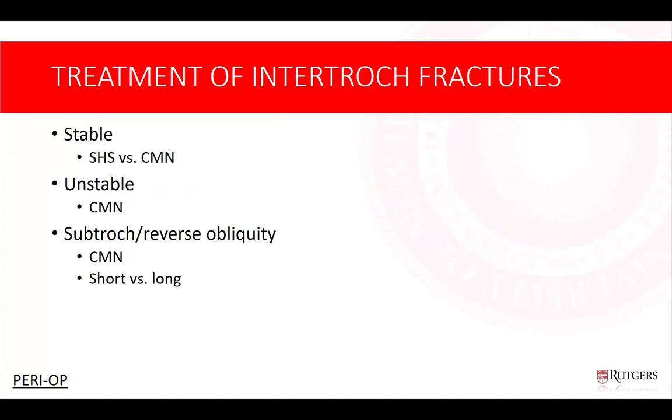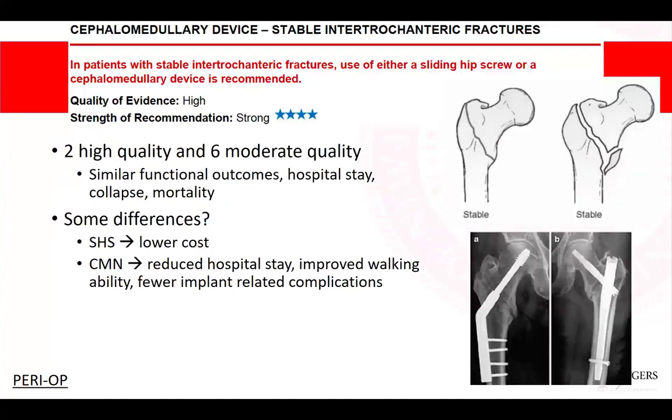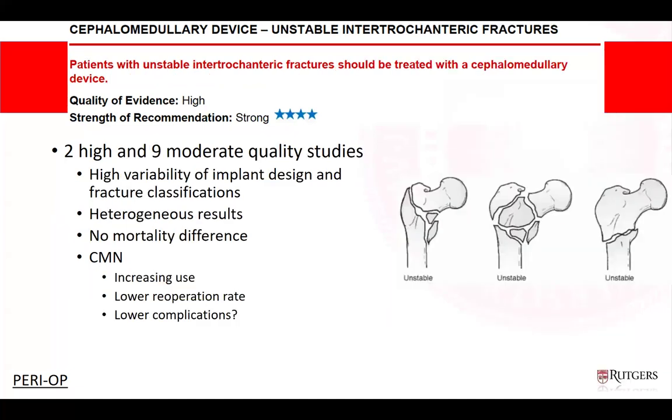In terms of the treatment of intertroch, again, kind of basic principles apply, but I'll go over them quickly. In stable intertroch fractures as shown here, use of either a sliding hip screw or cephalomedullary device is recommended. The studies that they reference show similar functional outcomes, hospital stay, similar rates of collapse and mortality. But some studies individually show differences, including potential for reduced hospital stay, improved walking ability, and fewer implant-related complications for cephalomedullary nails, while a sliding hip screw costs less.